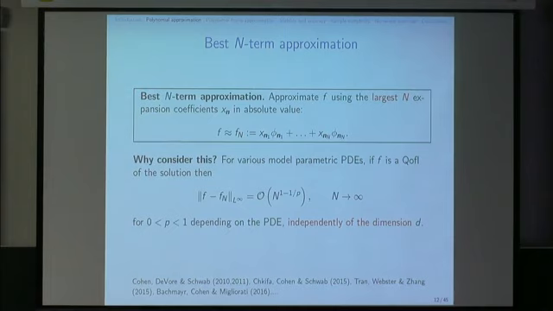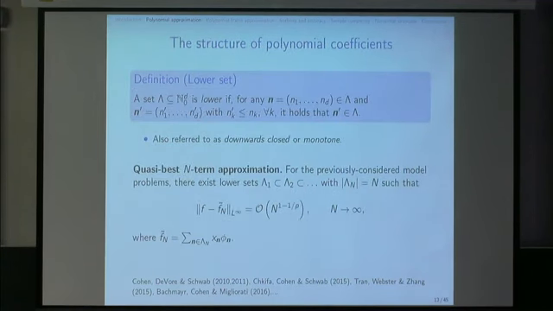Okay, so best n-term approximation is fine, but we'd like to have a little bit more structure, or a more structured approximation. To incorporate this, one can introduce the notion of lower sets, which is something we've seen already in a few talks this week so far. So what is a lower set? A set of multi-indices lambda is lower if whenever I have an n that's in lambda and I have an n prime which is component-wise less than or equal to the entries of n, then I also have the n prime in lambda. These are also called downward closed or monotone sets.